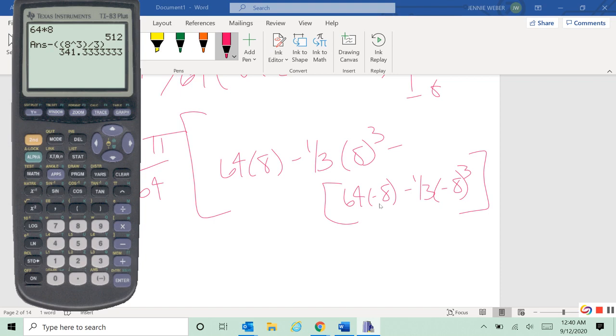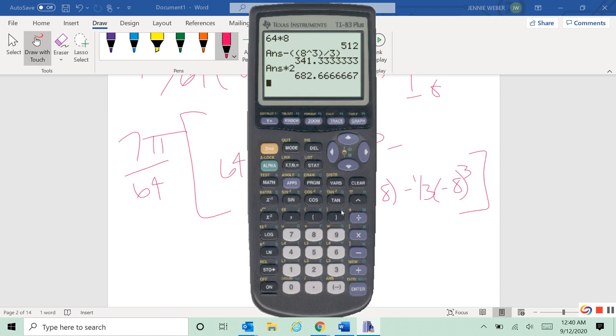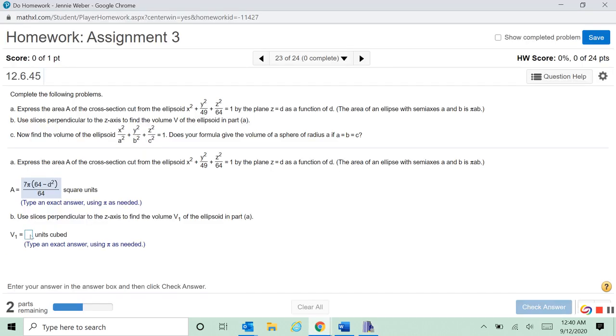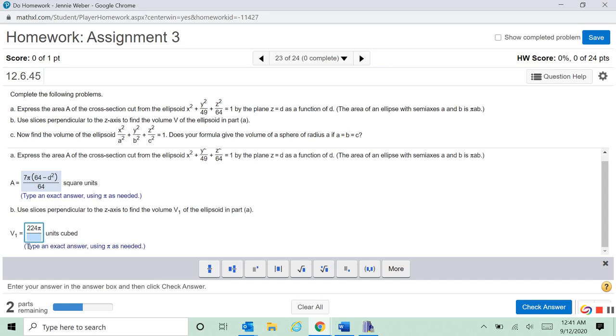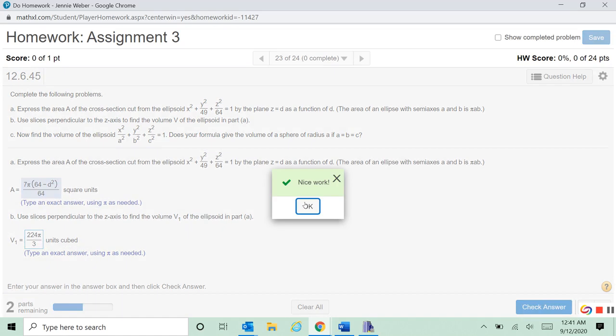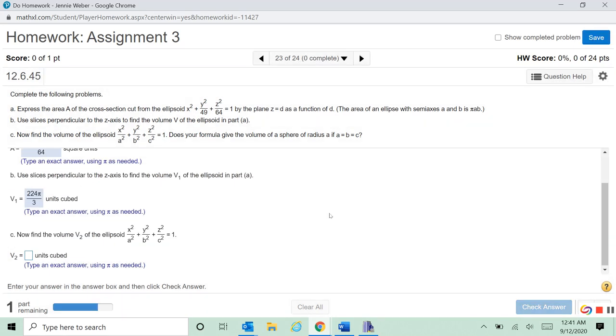Now what I'm going to do here is this is going to be the same thing, only it's going to be negative, so then I can just times this by 2, and you can see why that would work there, and then I'm going to times this by 7. And of course you could work this all out if you don't trust my in my head algebra. Then turn this back into a fraction and add the pi, so 224 pi divided by 3.